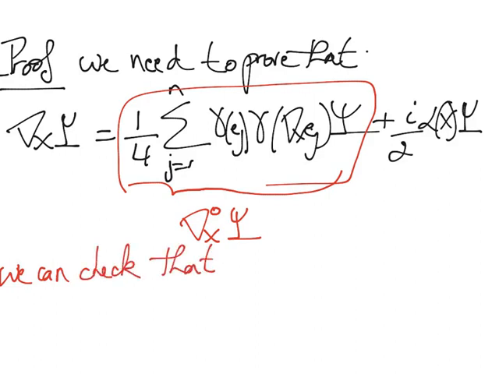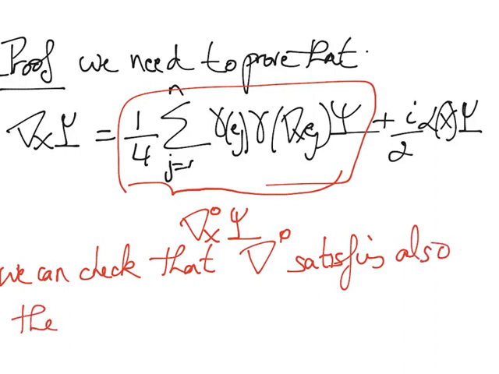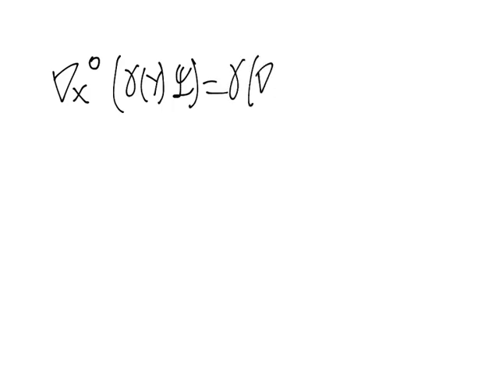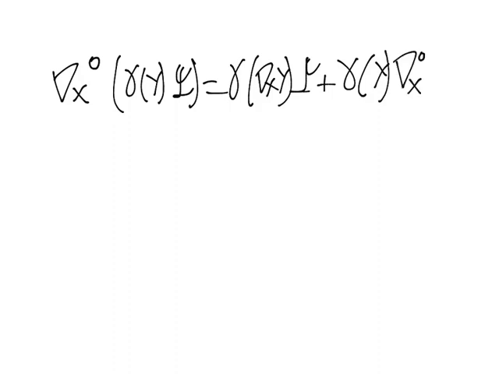that nabla^0 satisfies also the condition 2. It's a simple exercise. It means we can easily check that nabla^0_X satisfies the following: nabla^0_X of gamma_Y psi is gamma of nabla_X Y psi plus gamma_Y nabla^0_X of psi.